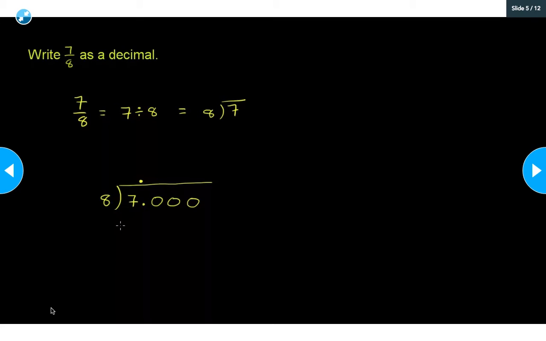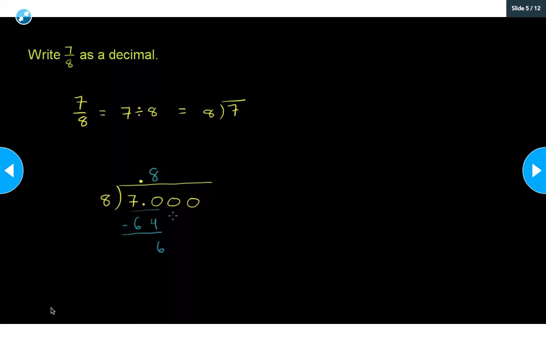And now this really turns into a long division problem, and we just have to make sure we keep track of the decimal point. So 8 doesn't go into 7 at all, but it does go into 70. It goes into 70 8 times. 8 times 8 is 64. And then you subtract. 70 minus 64 is 6.